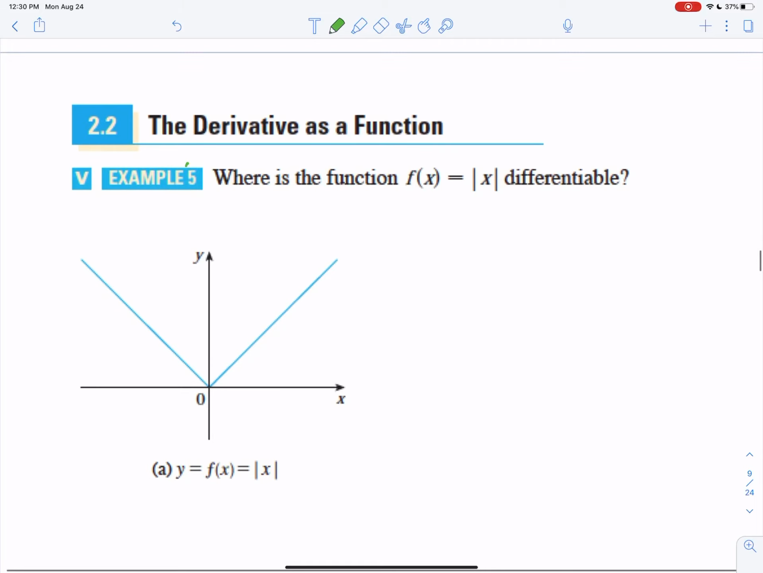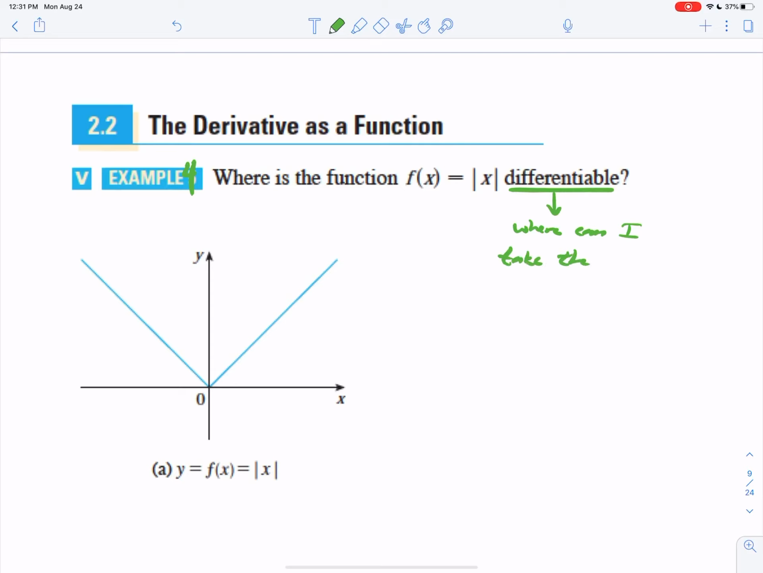Let's call this example, I think we're on 4. Where is the function differentiable? So remember, this word just means where can I take the derivative? Okay, so there are 3 cases, and I'll go over the 3 cases first before I prove it to you guys, okay? So here's the thing.